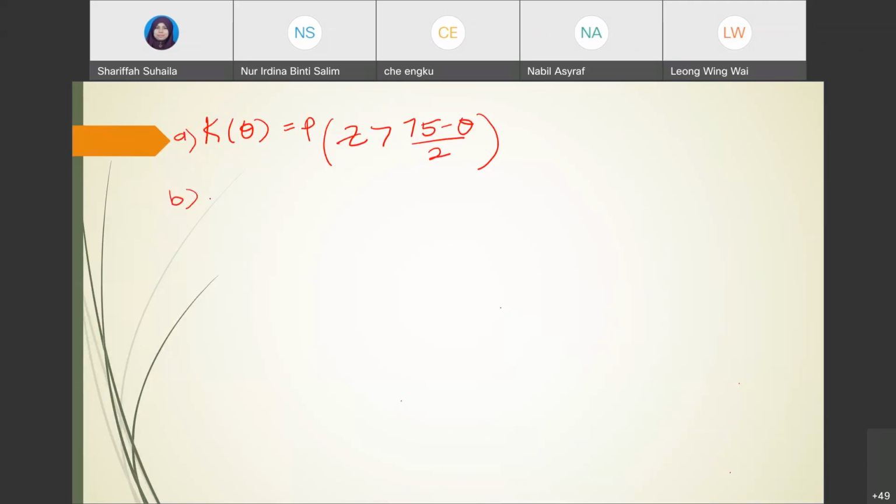Part B. Let's say theta equals 73, so K73 is the probability Z greater than (75 minus 73) divided by 2. So here we are going to use the stats table.